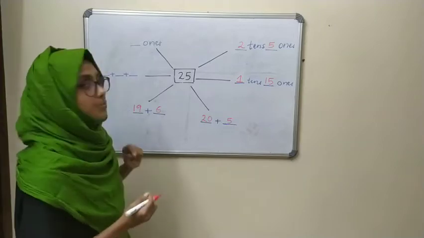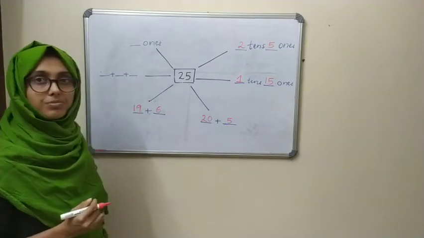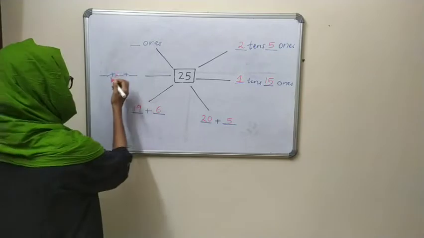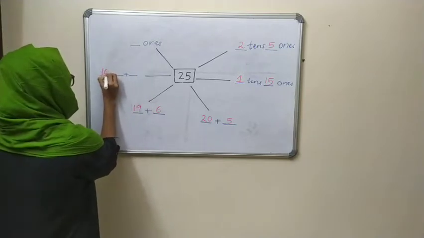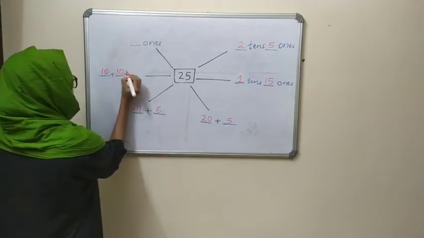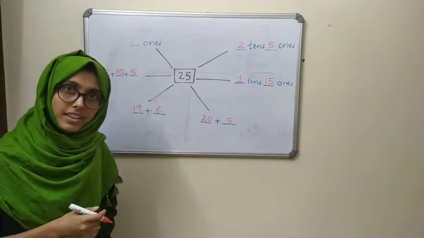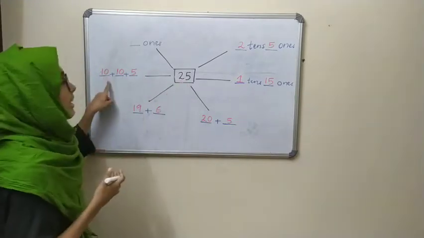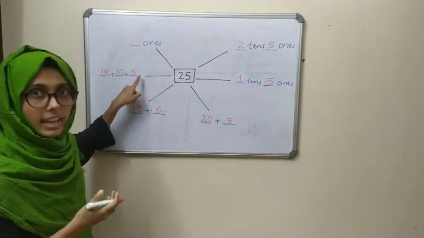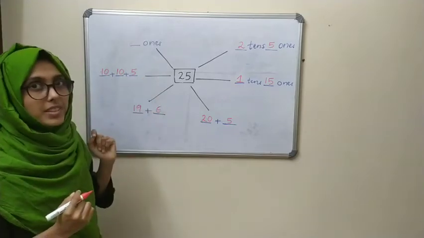So look here, what can you write here? You can write 10 plus 10 plus 5. 10 plus 10 plus 5 is 25. 10 plus 10, 20 and plus 5, 25, isn't it?